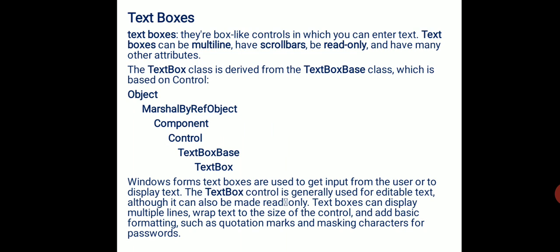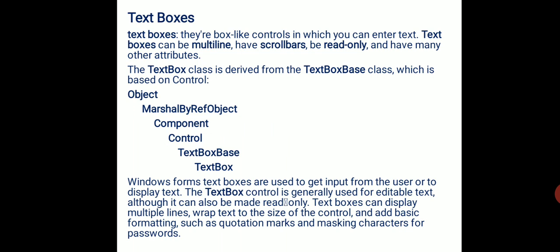First of all, text boxes. These text boxes are box-like controls in which you can enter text. Text boxes can be multi-line, can have scroll bars or be read-only and have many attributes. The TextBox class is derived from the TextBoxBase class, which is based on Control. TextBox is derived from the TextBoxBase class, which is under the Control class, and Control is under the Component class, which is under the MarshalByRefObject class, and all these classes are under the Object class.